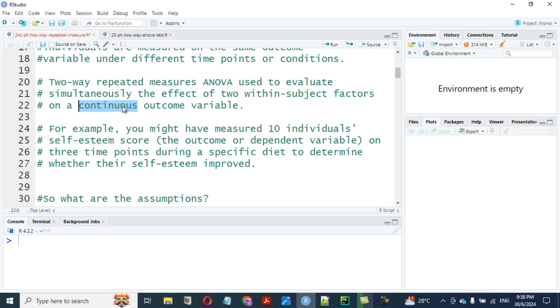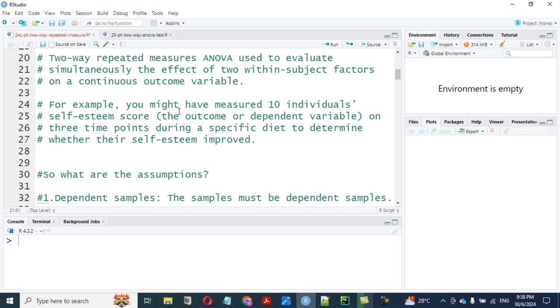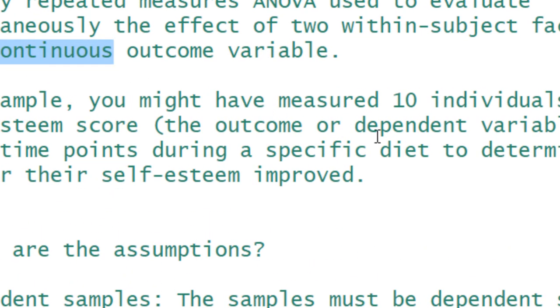Last time we had a score for time. So here we could have different things. I gave different examples. Maybe you may want to measure 10 individuals' self-esteem score, for example. That is the outcome or dependent variable. Don't forget, the outcome, which is this, or dependent variable, is the numeric variable I was talking about. I've said that several times, and I'm repeating again: the independent variables are the factors. This one.